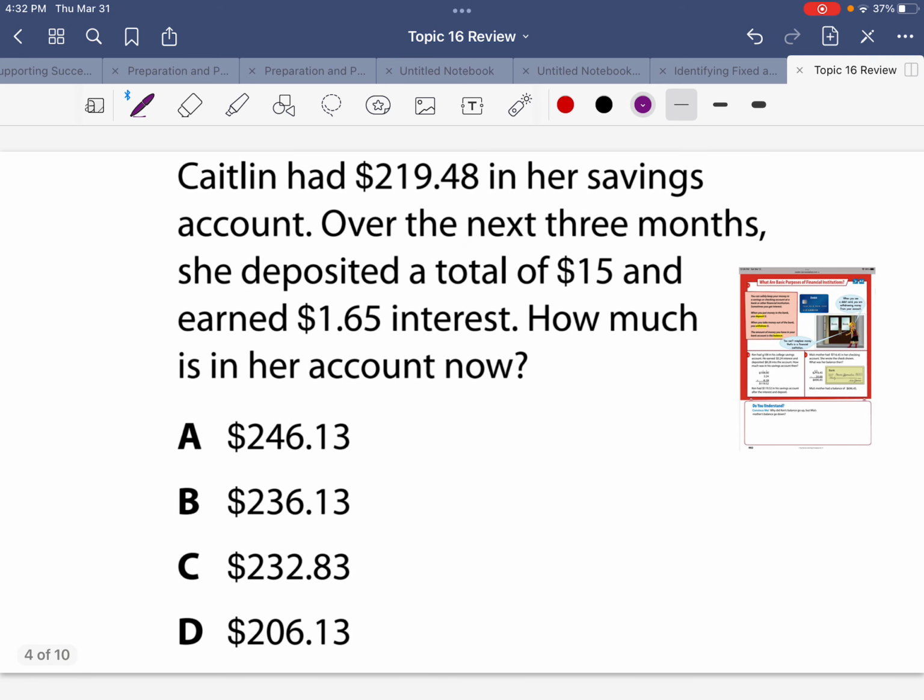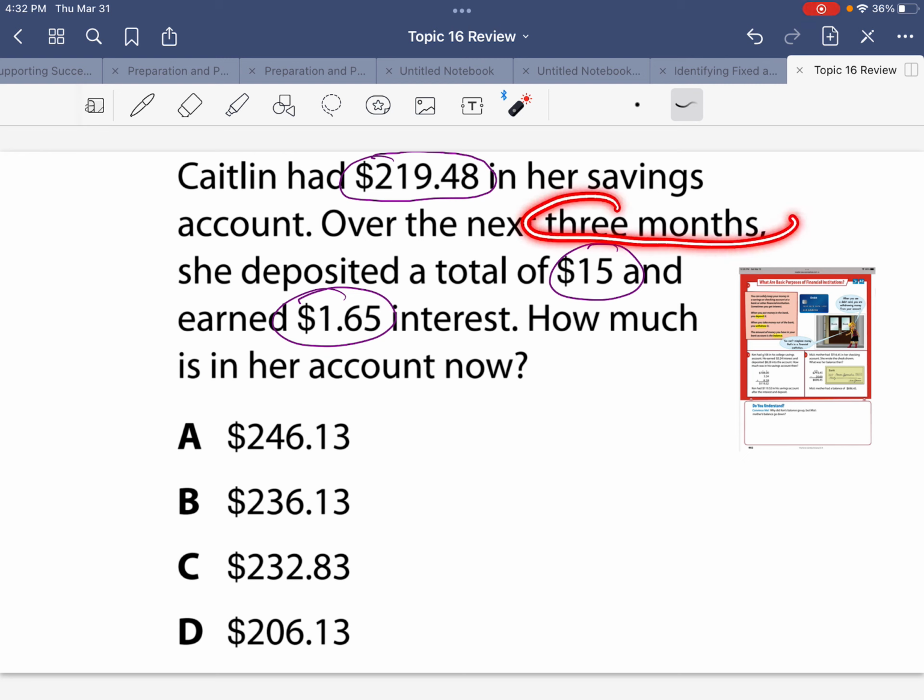Okay. Next one. Catlin had $219.48 in her savings account. Over the next 3 months, she deposited a total of $15 and earned $1.65 interest. How much is in her account now? So I'm going to do my cubes. I have $219.48. I have $15, and I have $1.65.